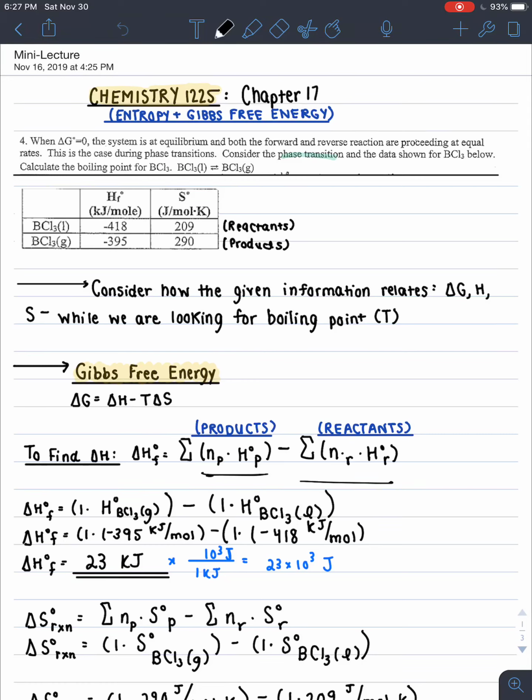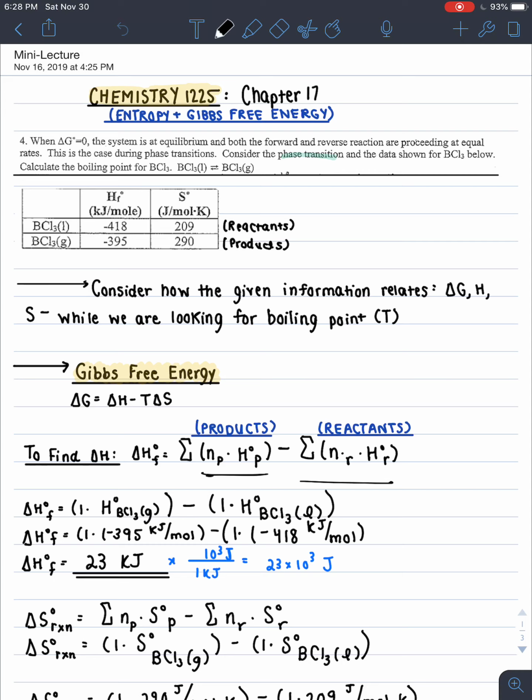Today, we're going to be discussing a problem concerning entropy and Gibbs free energy. Let's take a look at the problem. When delta G naught equals 0, the system is at equilibrium, and both the forward and reverse reactions are proceeding at equal rates. This is the case during phase transition.